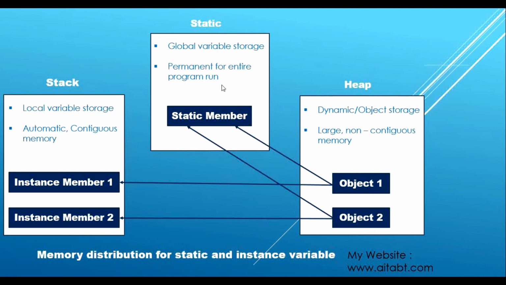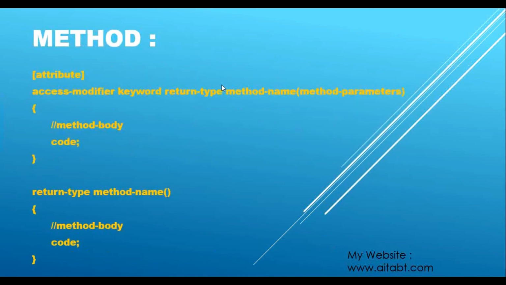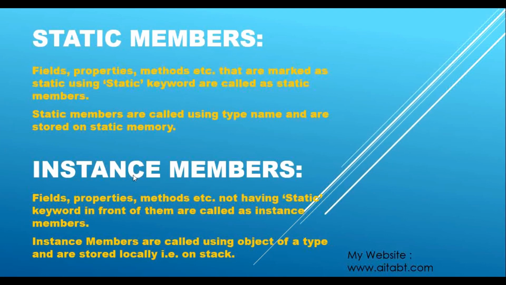Let's quickly go back to our slide, that is static and instance members. Second, the instance member: fields, properties, methods, etc. not having a static keyword in front of them are called instance members. Instance members are called using an object of a type and are stored locally, that is on a stack. Let's quickly see one example so you will understand what static members and instance members are.